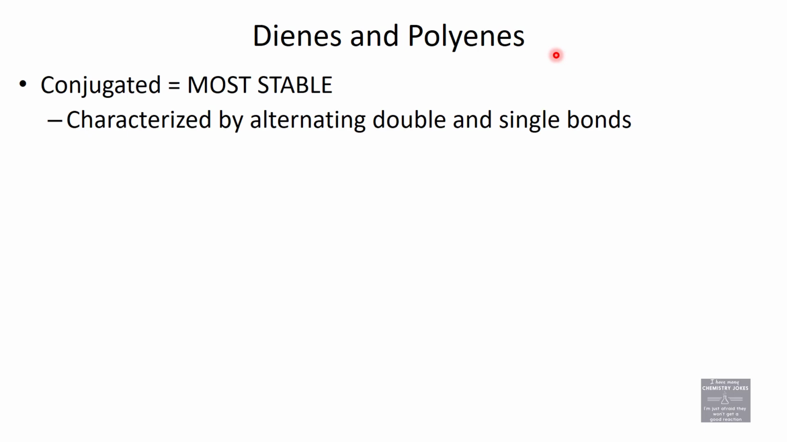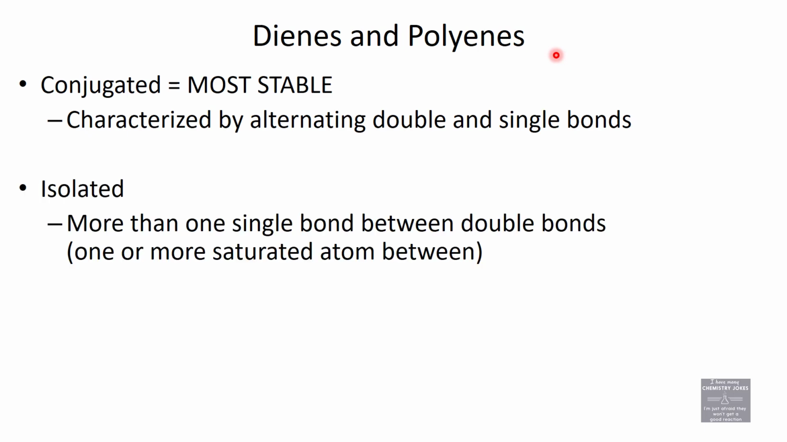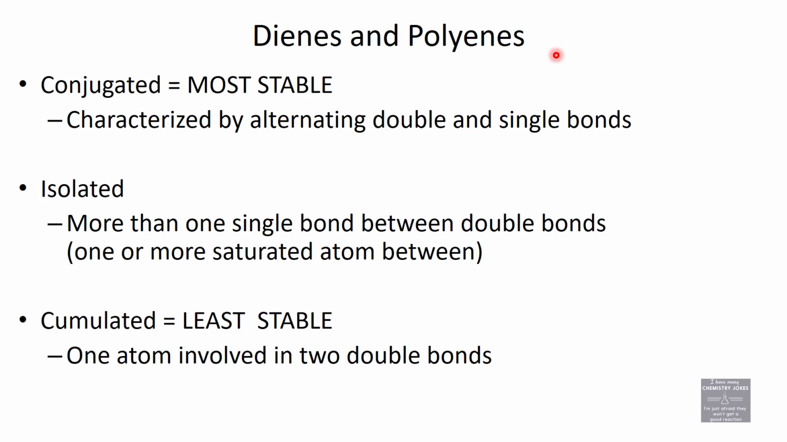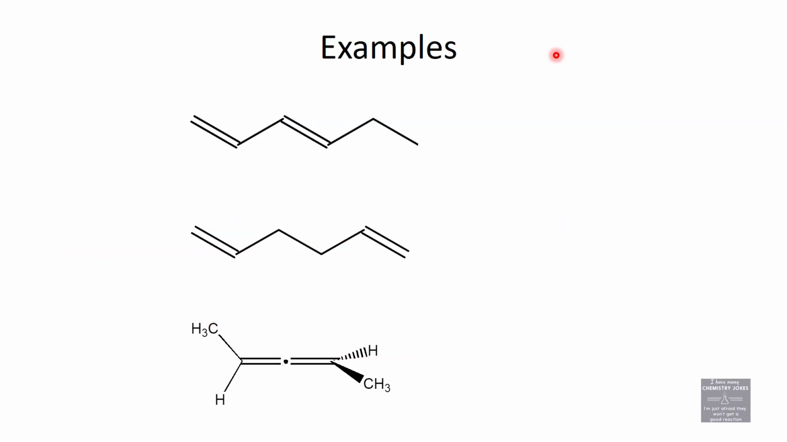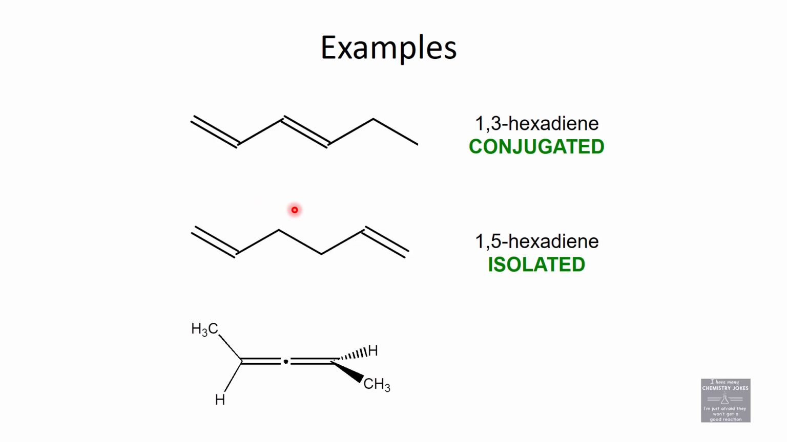Those dienes or polyenes could be conjugated, they could be isolated, or they could be cumulated. What does it mean to be conjugated, isolated, cumulated? Well, here are some examples. This top example has a double bond, and then a single bond, and then a double bond. It's conjugated. Double, single, double, conjugated. Double, single, single, single, double. Anytime it's not double, single, double, we're going to call that thing isolated. And this one that has two double bonds, one carbon involved in two double bonds, that's called cumulated.